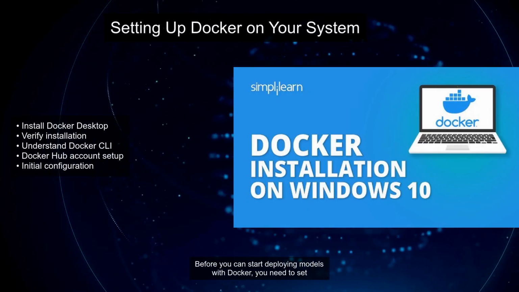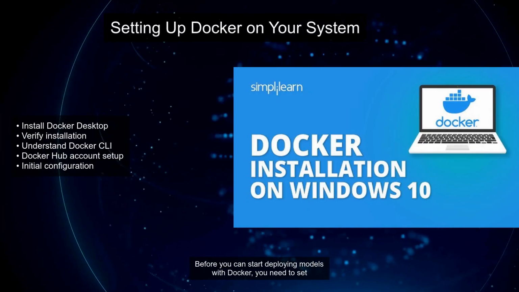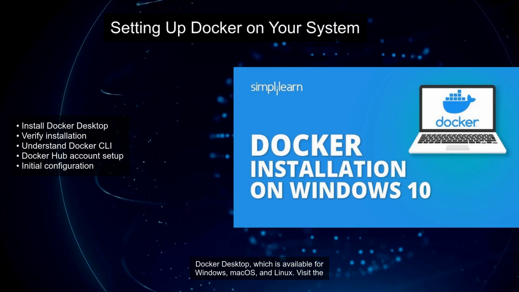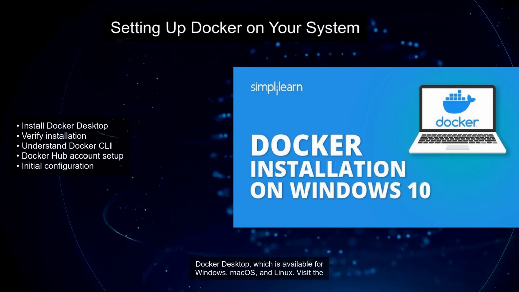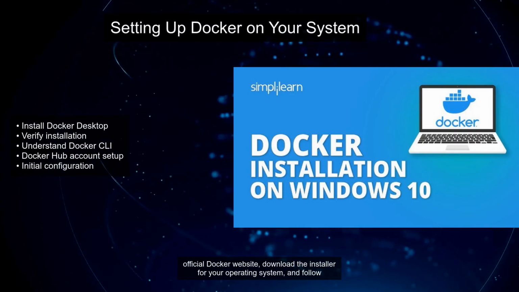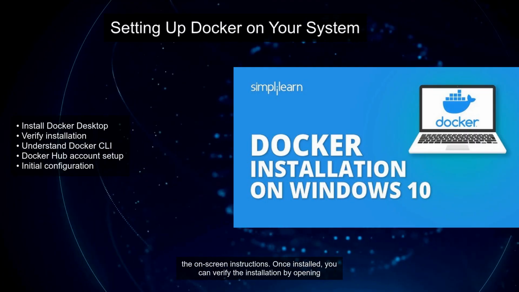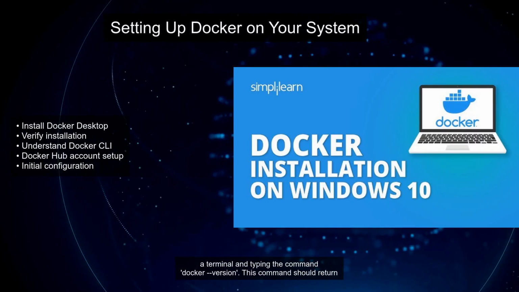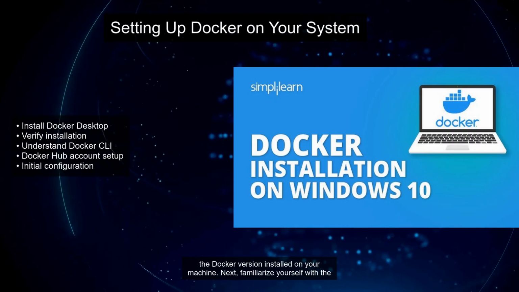Before you can start deploying models with Docker, you need to set it up on your system. To do this, you'll need to install Docker Desktop, which is available for Windows, macOS, and Linux. Visit the official Docker website, download the installer for your operating system, and follow the on-screen instructions. Once installed, you can verify the installation by opening a terminal and typing the command docker version. This command should return the Docker version installed on your machine.